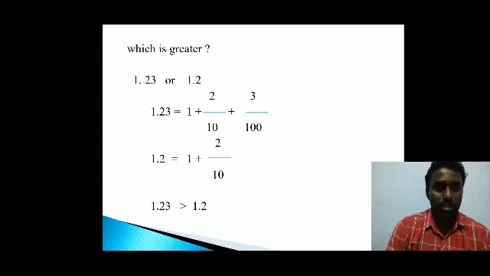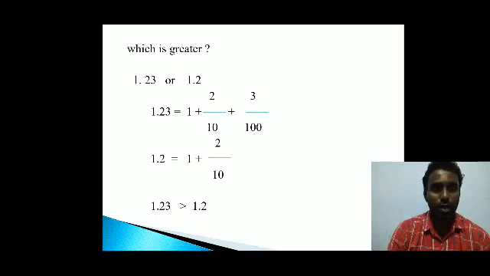Okay, sir, how can we compare? First look at the whole number. Here it is 1, and here also 1. Whole number means the digit before the decimal point, not after. The digit before the decimal point is 1 here and 1 here, so they are equal. That means we have to move to the next digit. The next digit means the 10th digit. Here it is 2, and here also 2, right? So here also equal, sir.